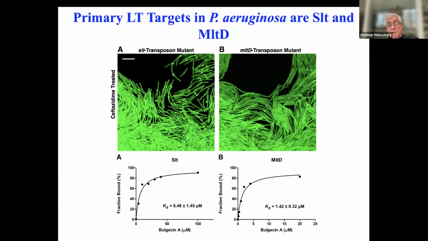Then David went on by mass spec to get dissociation constants for the individual enzymes, SLT and MLTD. Both of them are important as targets for lytic transglycosylases, and these are single-digit micromolar dissociation constants for those enzymes.